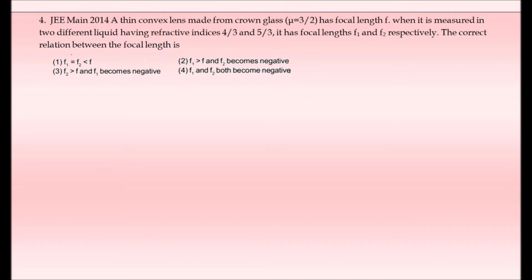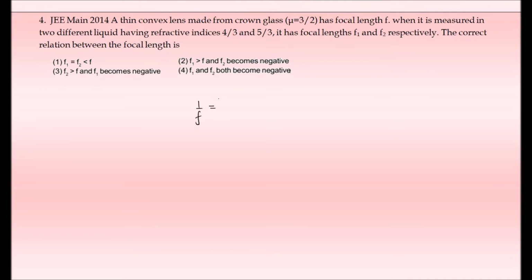Now the next problem is from JEE Mains 2014. A thin convex lens made from crown glass, mu equal to 3 by 2, has focal length f. When it is measured in two different liquids having refractive indices 4 by 3 and 5 by 3, its focal lengths become f1 and f2 respectively. The correct relation between the focal lengths is, and you are given four options, you have to find the correct one. Again, we will apply the lens maker's formula. So if I apply the lens maker's formula, then first consider the refractive index of that glass in air.